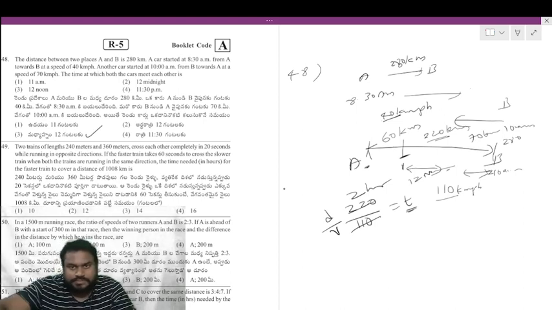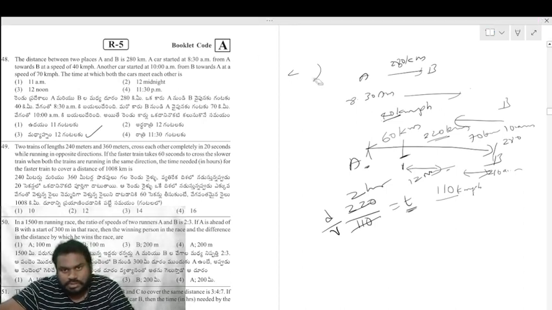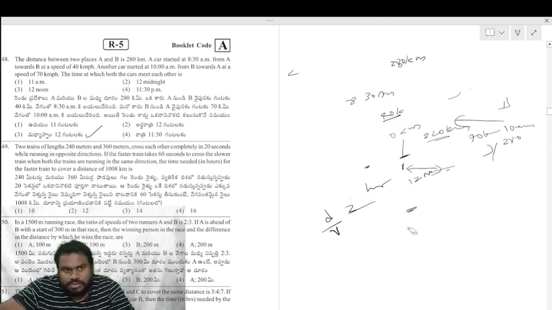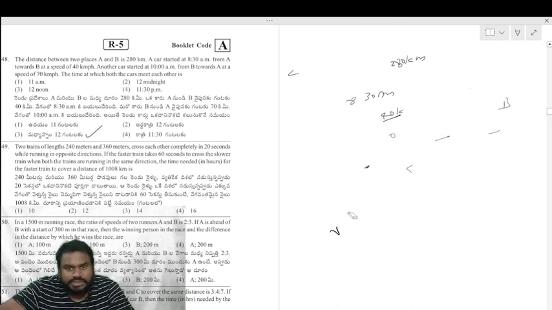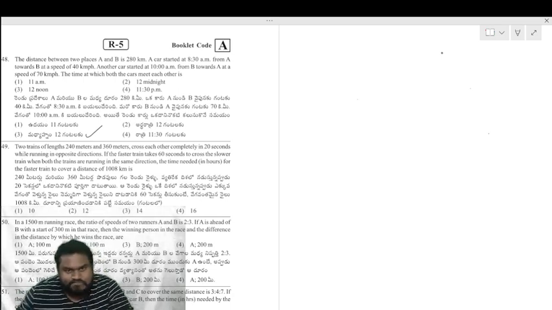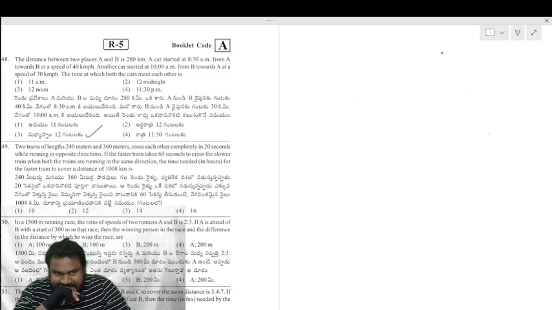Okay, next. Two trains of lengths 360 meters and 240 meters, two different lengths, cross each other completely in 20 seconds while running in opposite directions. The faster train takes 60 seconds to cross the slower train when both the trains are running in the same direction.